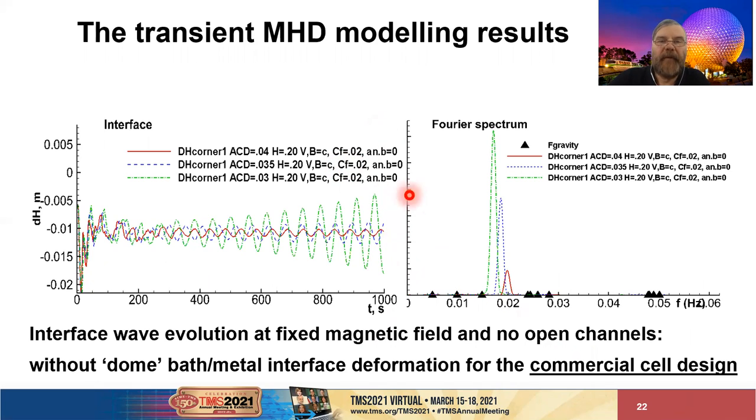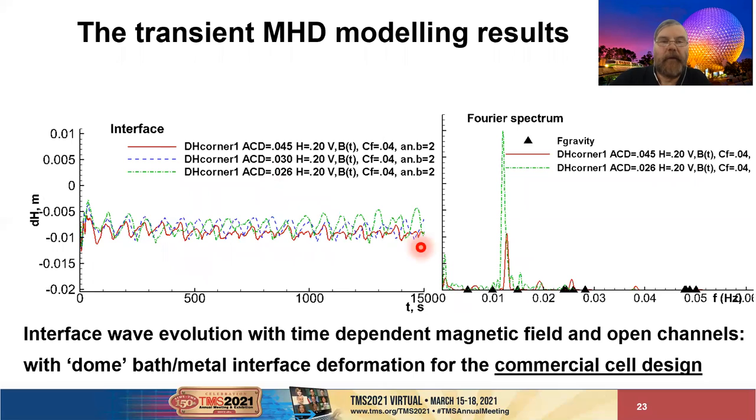The new parameter P, that is the parameter added into the new code version, is not in the paper because it's not discussed. It is not activated because it's set to zero. So here we have a similar situation, but we have a condition of unstable cell at 3 centimeters ACD.